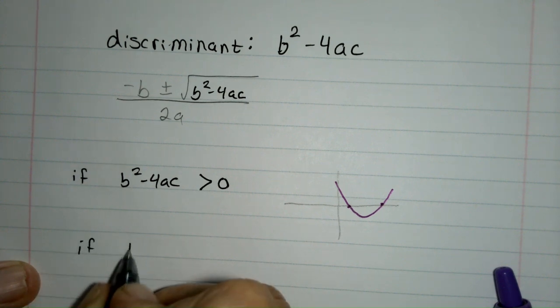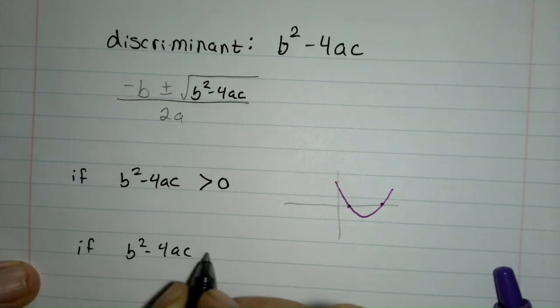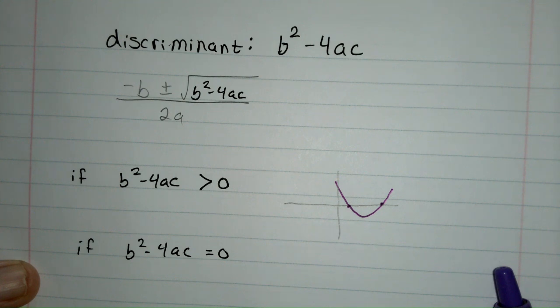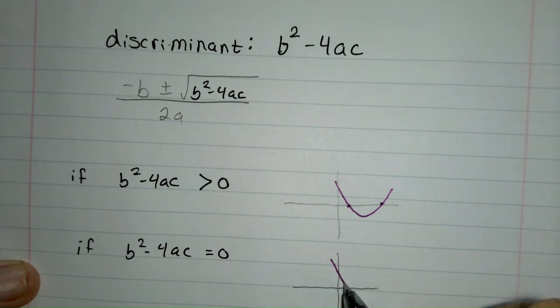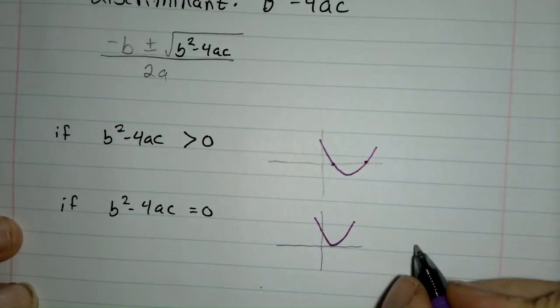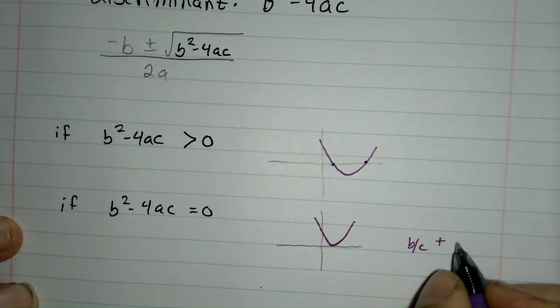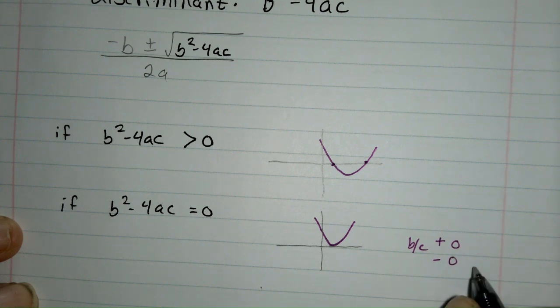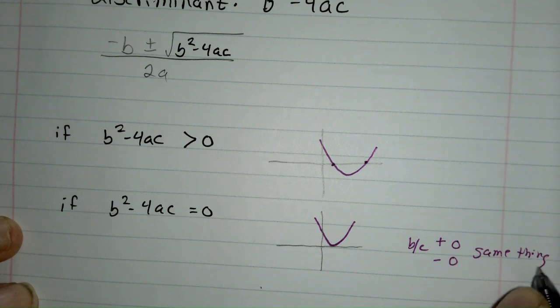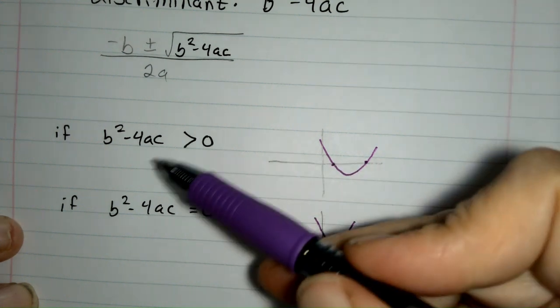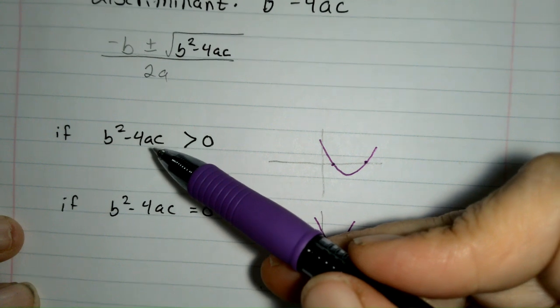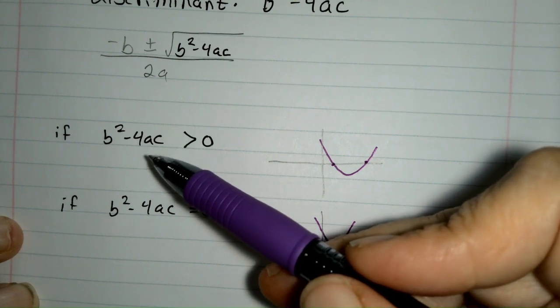If that discriminant equals 0, that graph is just coming down, just barely touching the x-axis, and you're getting a double root because adding 0 and subtracting 0 is the same thing. Okay, versus here, adding something bigger than 0 is different than subtracting something bigger than 0.